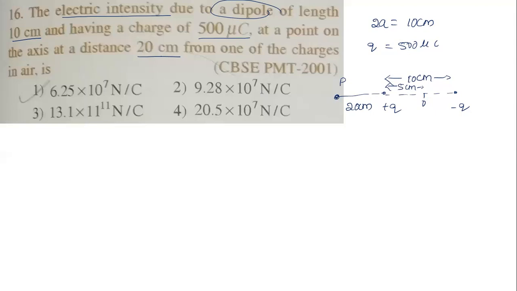Does it look like the electric field due to a dipole on the axial line? Yes or no? Electric field due to a dipole on the axial line. What is the formula? The electric field is equal to 1 by 4 pi epsilon naught multiplied by 2pr divided by (r square minus a square) whole square. This is from the first chapter again. Here, what is r now? r is the distance from this point to this point, this is the distance r in the diagram. And a is this distance.